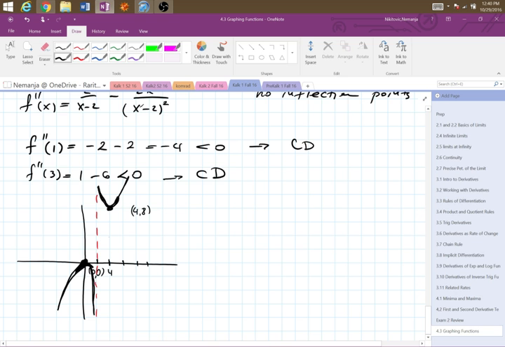How about you try one? You have the shopping list: x-intercept, y-intercept, domain, and then first, second derivative test with derivatives. And you're done. Let's see.